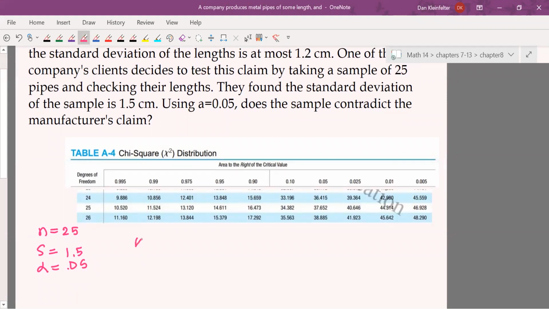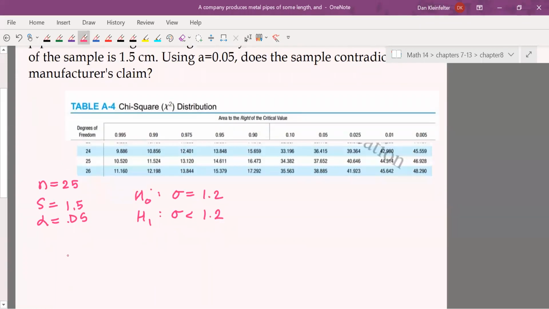The claim is that the standard deviation is at most 1.2 centimeters. So at most would be less than or equal to. We want to have the equal to in our null hypothesis, and so we'll make this less than in our alternative hypothesis. All right, so once again, a left-tailed test.